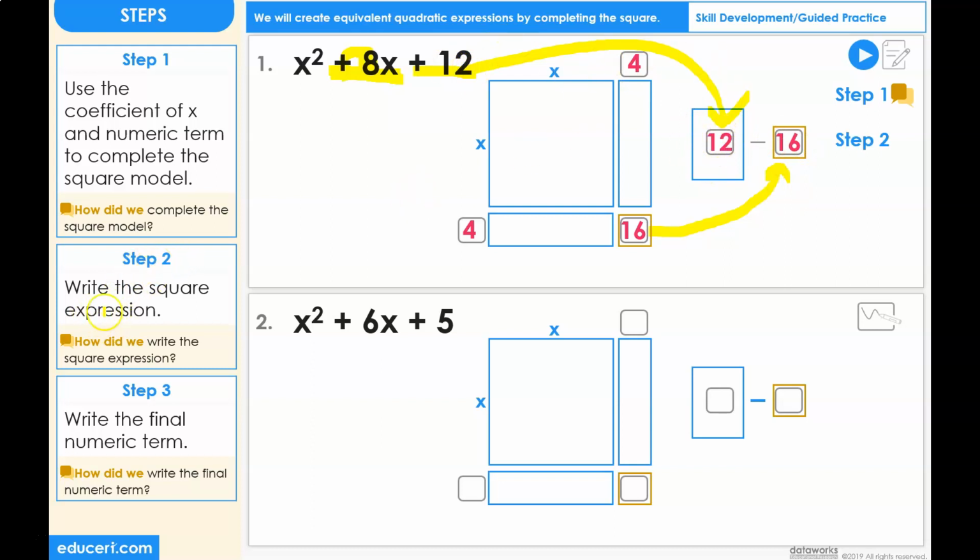Step 2. Write the square expression. We're now going to focus on just the square part, and what is the expression that represents this square? Well, this is kind of like a box model multiplication. x and positive 4 times x and positive 4, which means that we are squaring the binomial x plus 4. x plus 4 squared. How did we write the square expression?